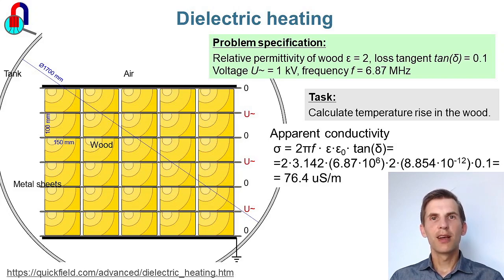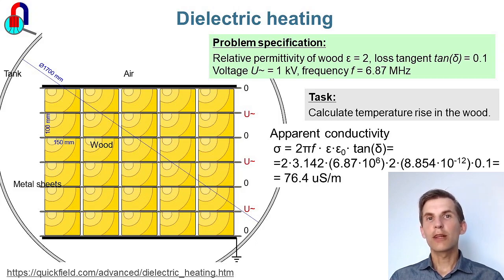Dielectric heating. This is the cross-section of the high-frequency wood dryer. You see the tank and the rack inside the tank. The tank and the rack are grounded. The wood is placed on top of the rack, and there is another electrode connected to the high-frequency voltage source. The high-frequency electric field between the electrodes causes the wood to heat up due to dielectric losses in the wood.